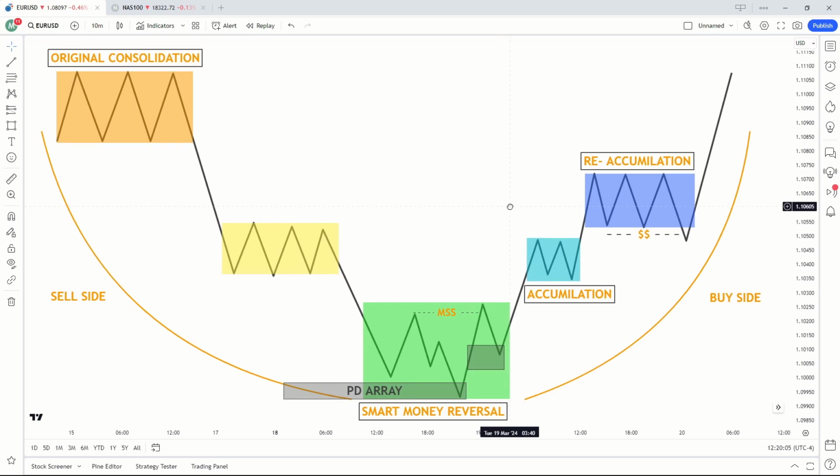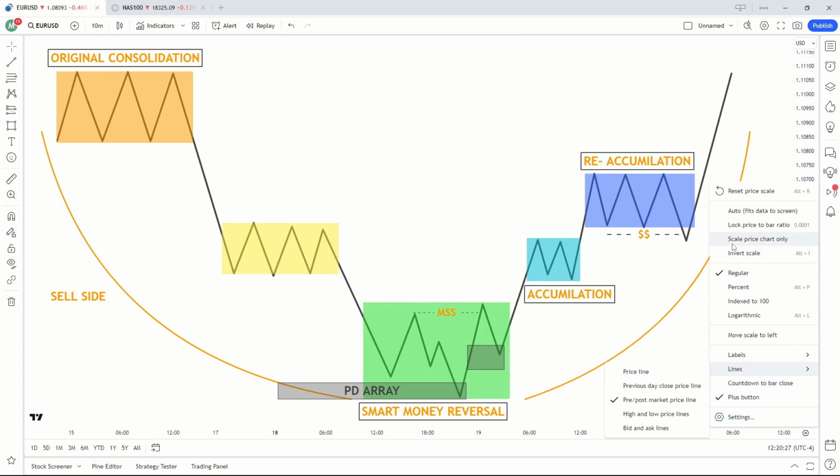Now, this is a market maker buy model. It may look quite complicated at first, however, don't worry, I will simplify it for you. Now, to first identify a market maker buy or sell model, we want to see the smart money reversal. What is a smart money reversal? It is simply when we go from the sell side of the curve to the buy side of the curve, or from the buy side of the curve to the sell side of the curve.